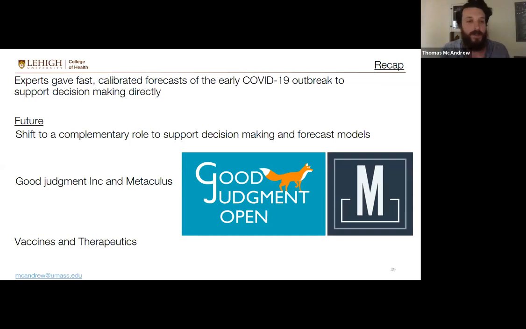In the future, what are we going to do now? We have all these computational models that Hal overviewed. What should we do? One approach is to shift to a complementary role for experts to support decision-making and specifically to support these computational forecast models.